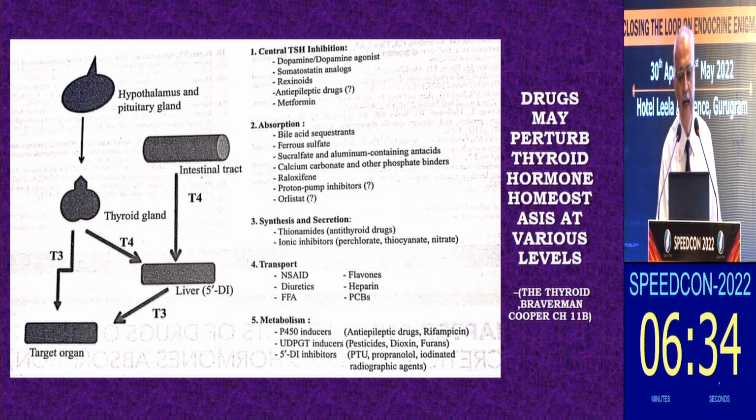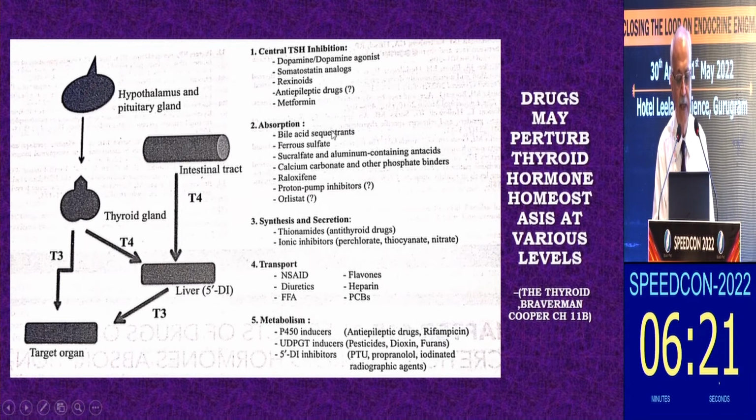Now central TSH inhibition can be caused by dopamine and dopamine agonists, somatostatin analogs, rexinoids, anti-epileptic drugs, metformin. Absorption problems can be caused by bile acid sequestrants, ferrous sulfate, calcium carbonate, raloxifene, proton pump inhibitors, or orlistat. And of course, the secretion of T3 and T4 can be altered by thionamides, that's anti-thyroid drugs, and ionic inhibitors like perchlorate, thiocyanate, nitrate. And this is very important.